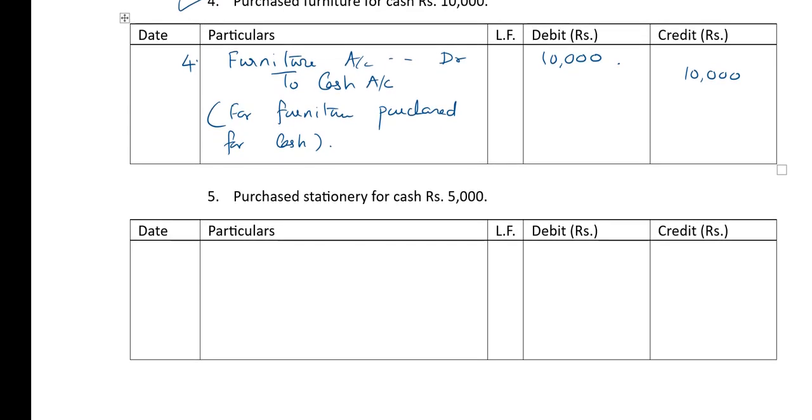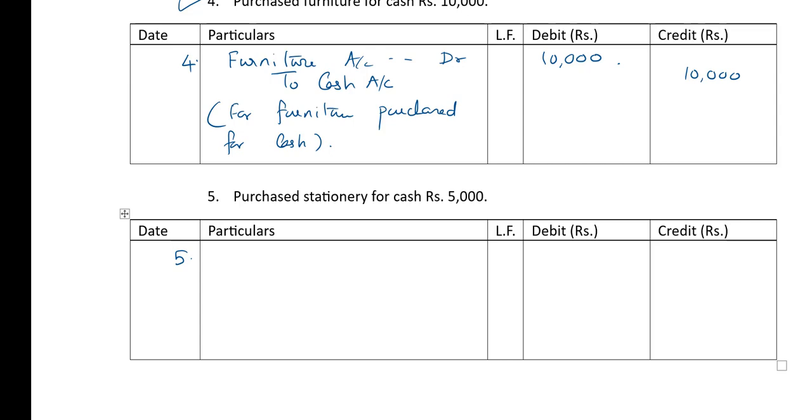Next transaction, the fifth one, purchase stationery for cash rupees 5,000. The two accounts involved are stationery and cash. Remember, this is a cash transaction because it's clearly stated that the stationery has been purchased for cash.